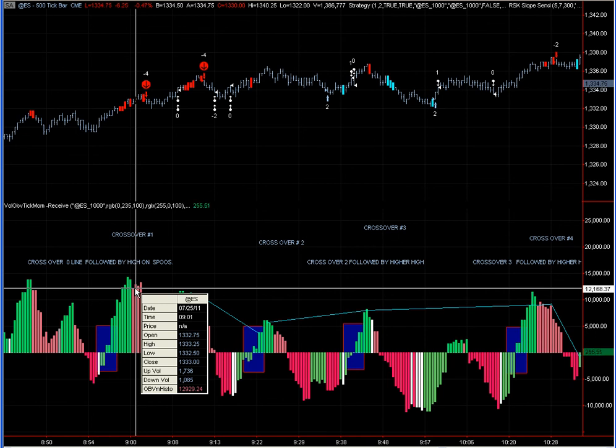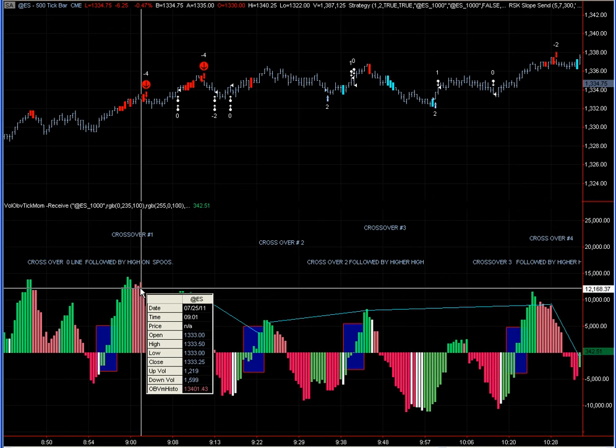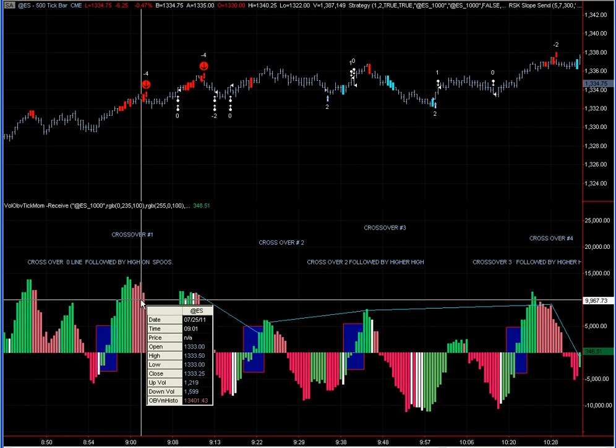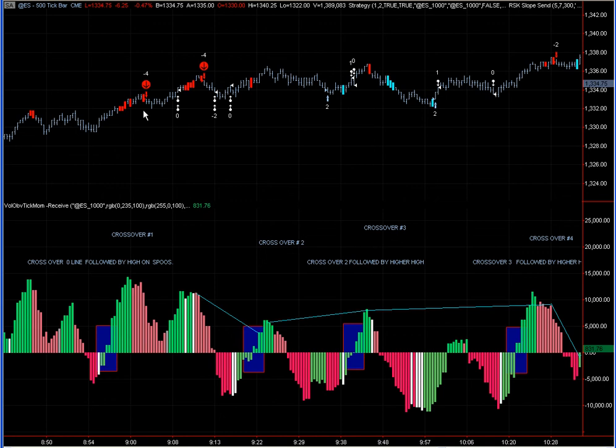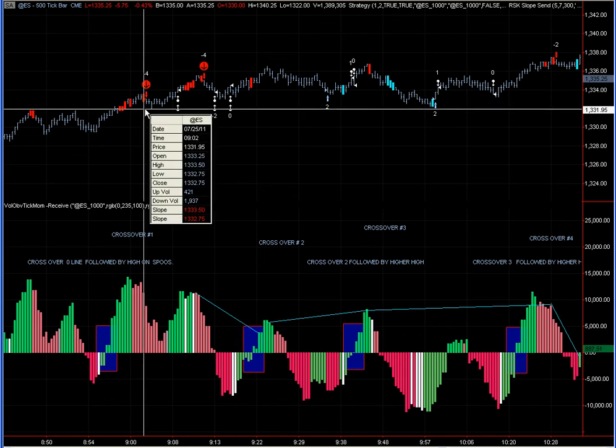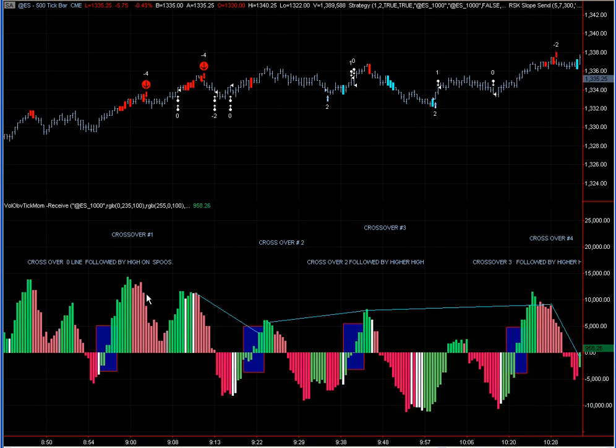So we're going to record the volume here. Spoos move higher, we're going to record the volume here. Spoos move higher again, we're going to record the volume there. And we're going to record the volume there as well. Every time the spoos move higher or an equal high, we'll record the last volume bar that occurred.